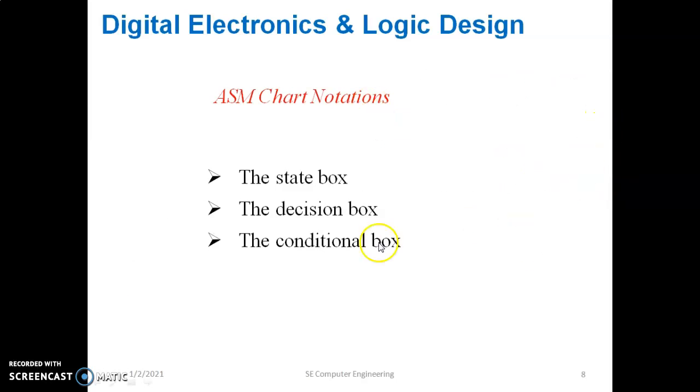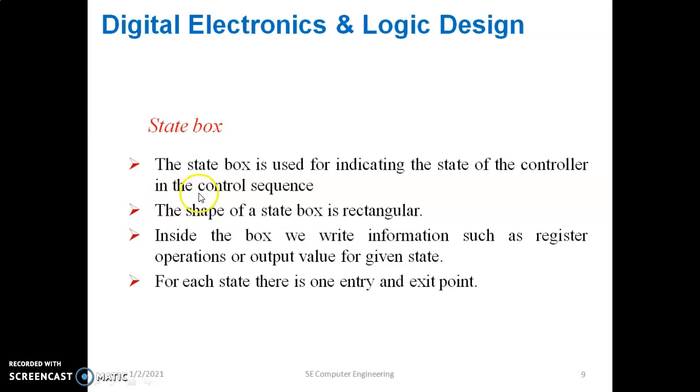There are different types of chart notations used in the ASM chart. The first one is the state box, the second one is the decision box, the third one is the conditional box. What is the state box? The state box is used for indicating the state of the controller in the control sequence. The shape of the state box is rectangular. Inside the box we write information such as register operations or output values. For each state there are two paths, one for entry and another for exit.